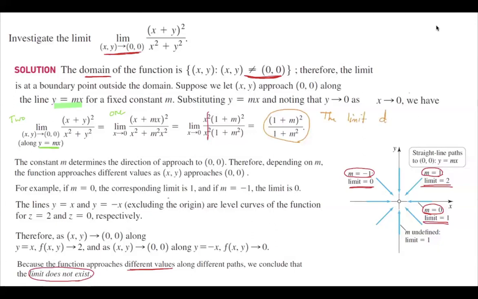The limit depends on m, and we have different choices for m. So as you can see, it gives you different limit values. So you're going to say that, hey, the limit doesn't exist. So I just showed you how to use two paths, finding the limit, and also I showed you how to use a general path to check to see if the limit exists or not.